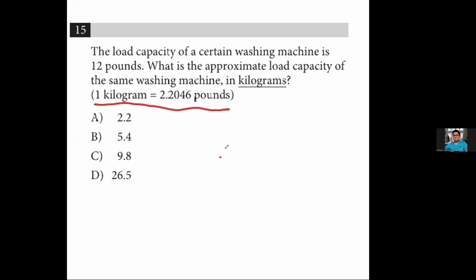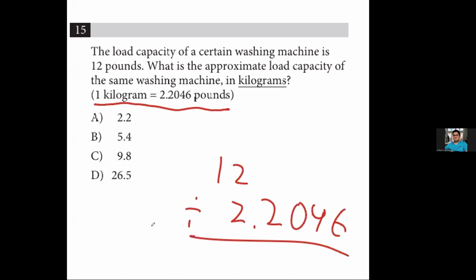So if we have 12 pounds, we just have to divide by the ratio, which is 2.2046, which is equal to approximately 5.4545 repeating, if you just put in 12 divided by 2.2, which is closest to answer choice B. So the correct answer is B.